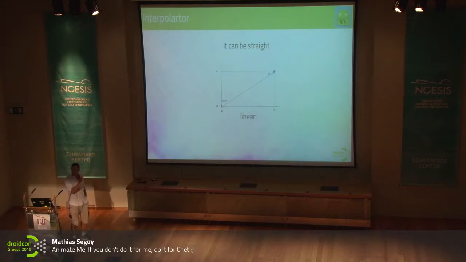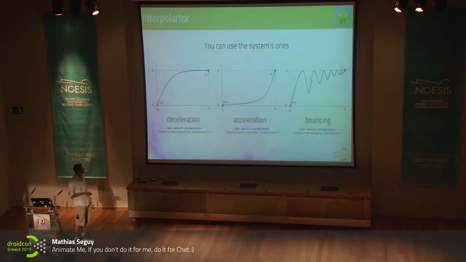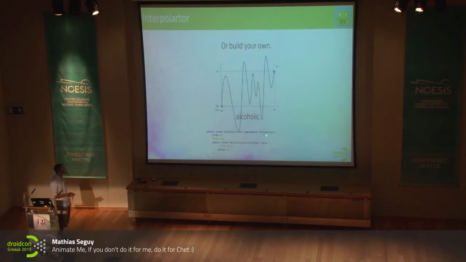So you can go in a straight line, so it's linear. You can use the system ones as well. So you have acceleration, bouncing. There are the interpolators accelerate and bounce. But you can easily build your own interpolator. You just have to implement your interpolator and you do what you want. And it's cool.